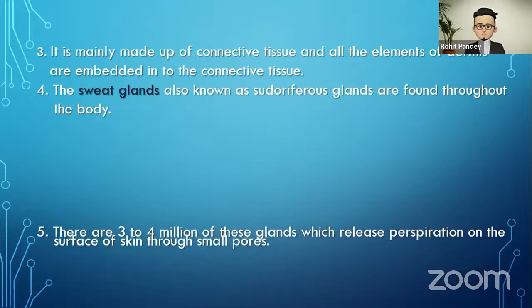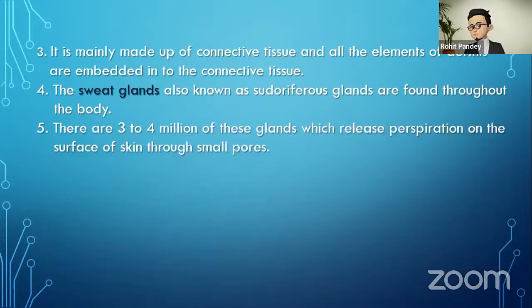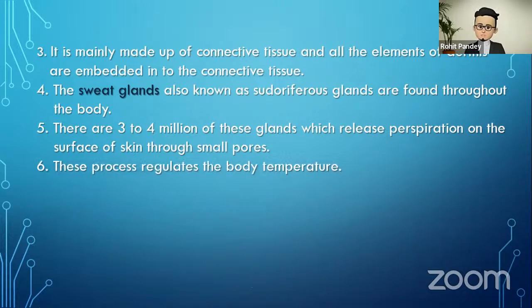There are 3 to 4 million of these glands which release perspiration on the surface of the skin through small pores. As I already told you, we have small pores. Because of that, our skin respirates, and they release sweat from those small pores. This process regulates the body temperature as well.